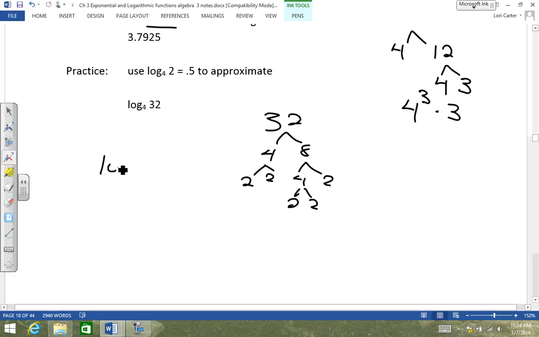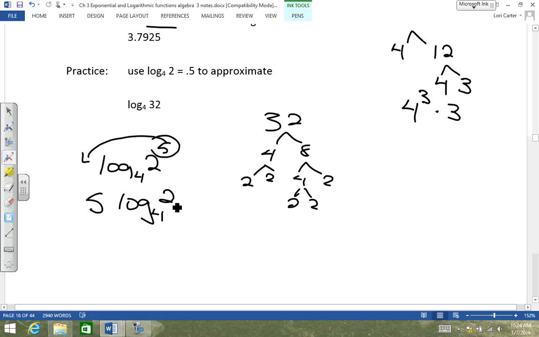I can say that's log base 4 of 2 to the 5th. If I'm doing that, what rule do I have to use? What's a power to a power? Multiplication. So where does that 5 belong? Out front. So now you have 5 times log base 4 of 2. Well, what's log base 4 of 2? 0.5. So what is 5 times 0.5? 2.5.